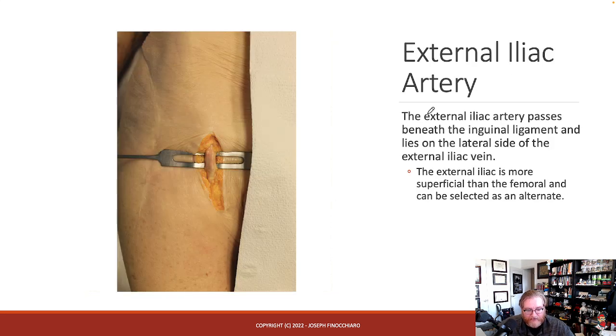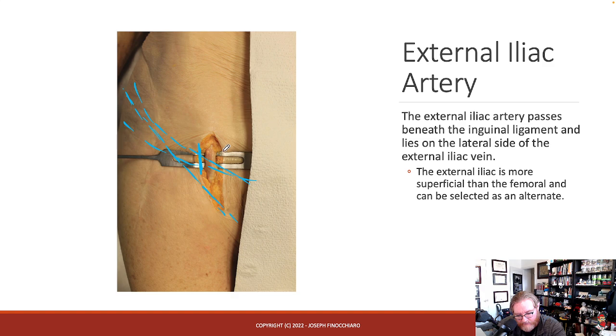The external iliac artery passes beneath the inguinal ligament and lies on the lateral side of the external iliac vein. Remember what I said, actually it's probably more something like this. Yeah, it's probably more something like this. You have that inguinal ligament, and these things are coming over. I was probably right the first time, right? Yeah, I was probably right the first time.